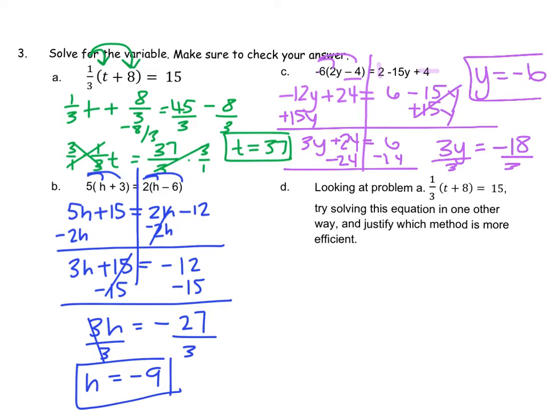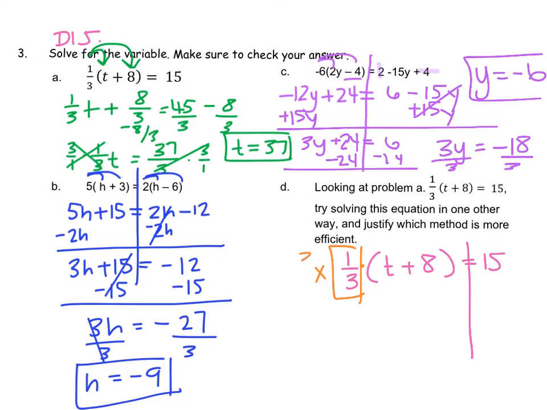And then finally part D. Notice this is the same problem as A. We have to solve it in another way. In A, we use the distributive property first. So in D, we're going to eliminate the fraction first. So if this is my problem, notice it says 1/3 times t plus 8. I'm going to get rid of this 1/3 by multiplying by my reciprocal right away. So I'm going to multiply by 3/1 to begin the problem.